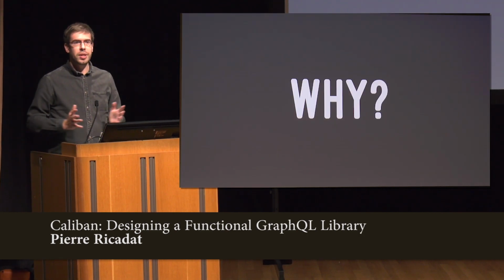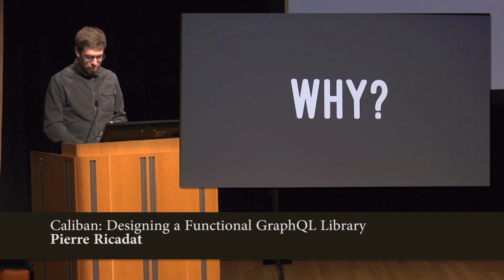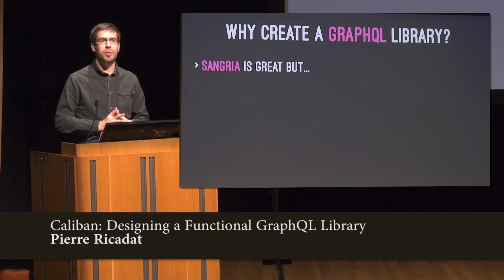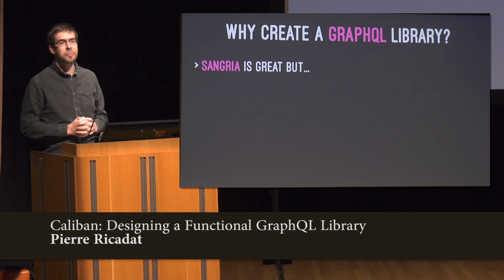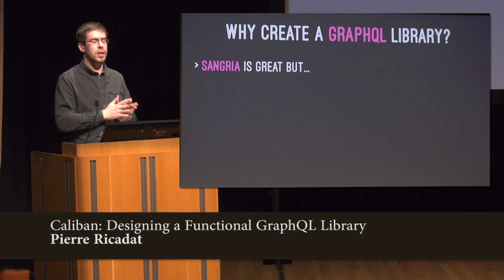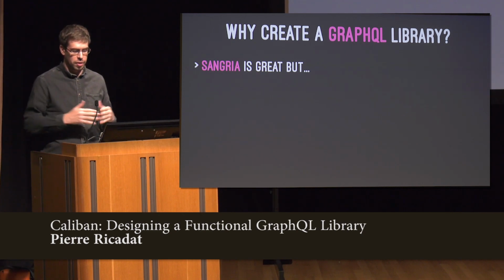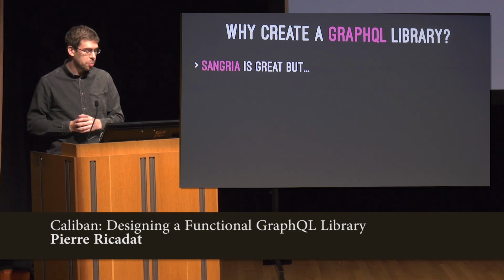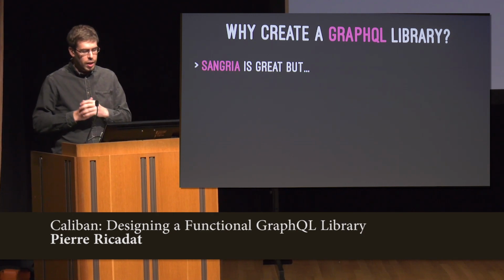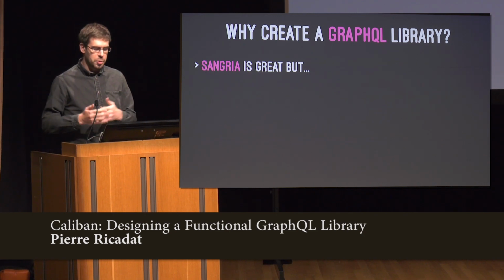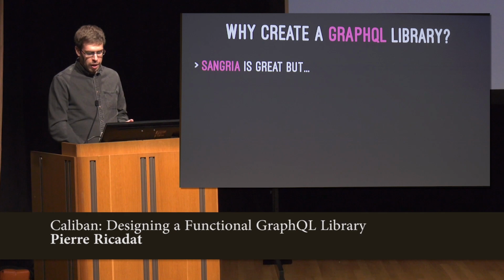All right. So, why create a GraphQL library in Scala? Because there is already one GraphQL library in Scala, which is called Sangria, and it's a very good library. It was created quite early on after GraphQL was created, and I think it helped with the adoption of GraphQL. But it has a few drawbacks, especially if you're doing functional programming.